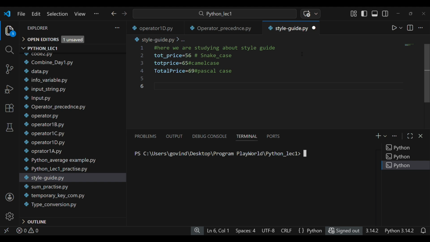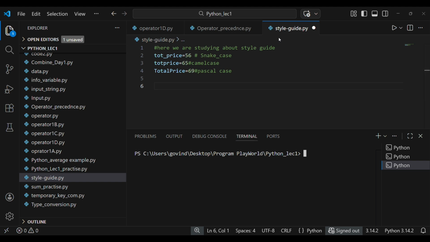Pascal case tells that whenever you give a name to a variable, the first letter of each word is going to be a capital. And the most commonly used style guide in our programming is camel case. That is all about the style guide.